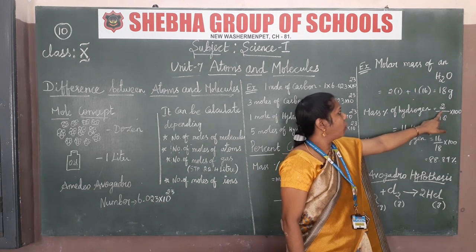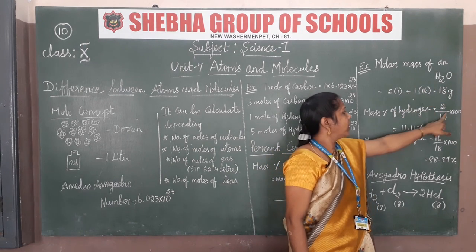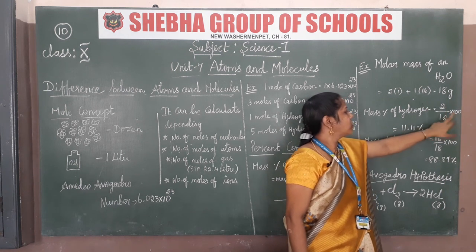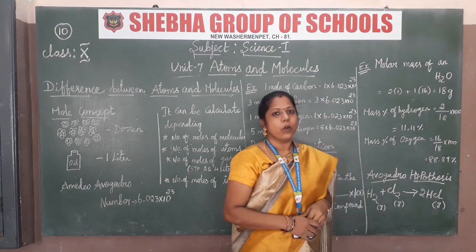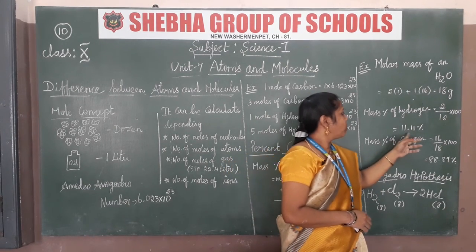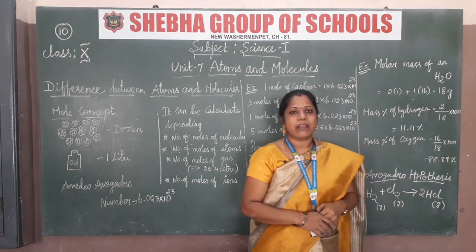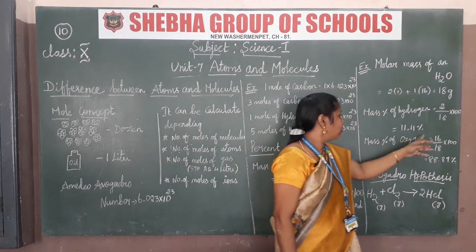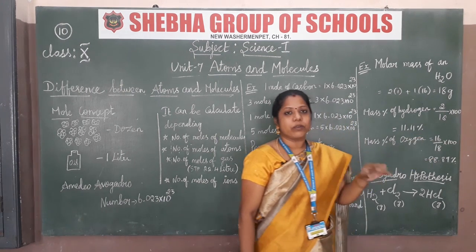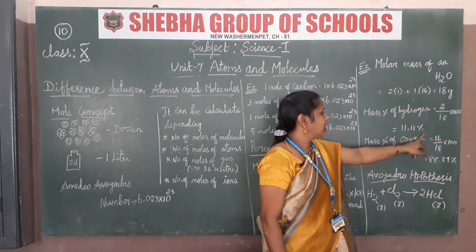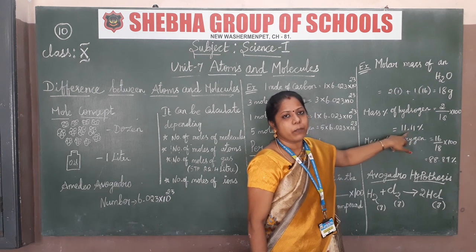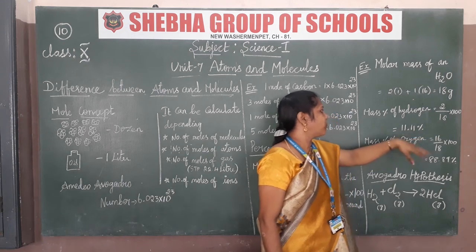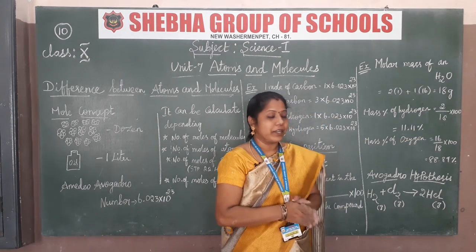For hydrogen, how many hydrogen atoms are there? 2 divided by the total molecular mass, which is 18, into 100. So if you simplify, 11.11%. Here, listen: 11.11. Is it correct? It is absolutely wrong to read it out like that. After the decimal you have to read out the individual digits. So you should not say eleven point eleven, you should read it as 11.11. Okay? So 11.11% is the mass percentage of hydrogen.